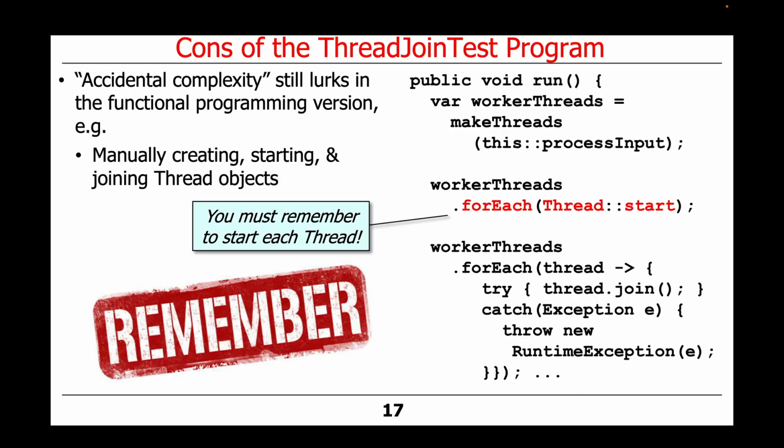by Fred Brooks. One of the accidental complexities associated with the functional version of the ThreadJoinTest program is the need to manually create, start, and join thread objects. A common novice mistake, which sadly I still do from time to time when I program at this lower level, is to forget to start threads, which means that no computations will occur.